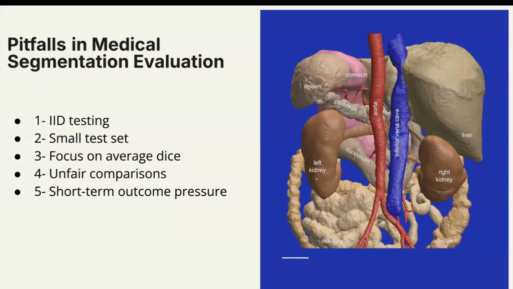And third problem is focus on average dice score. So what do we mean by focus on average dice scores? Many benchmarks rank networks according to average dice scores over all classes, and this hides many of the capabilities of these networks. So is one network better at segmenting the aorta or other tubular structures, and the other network is just better at segmenting a structure like the liver?